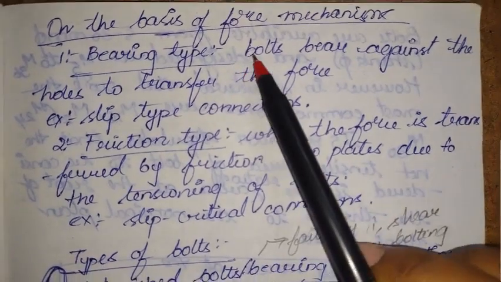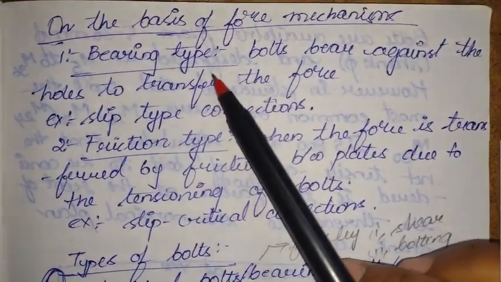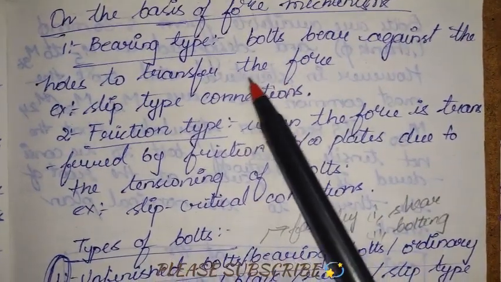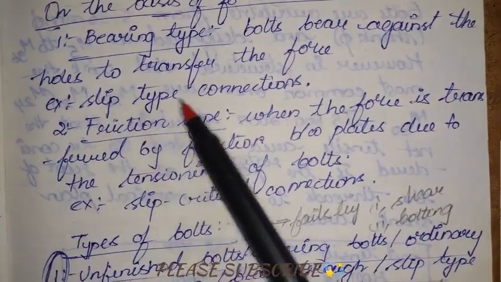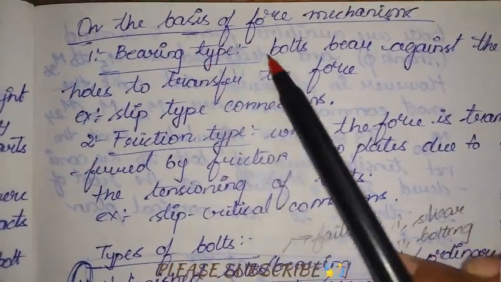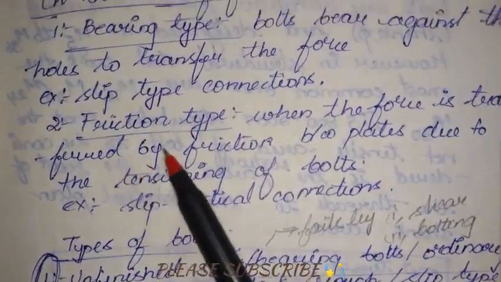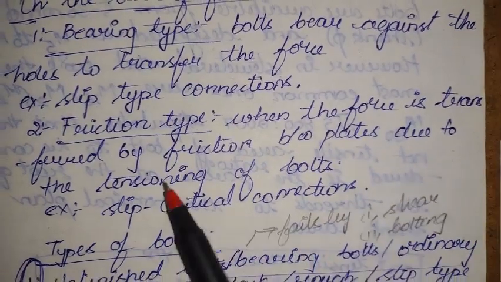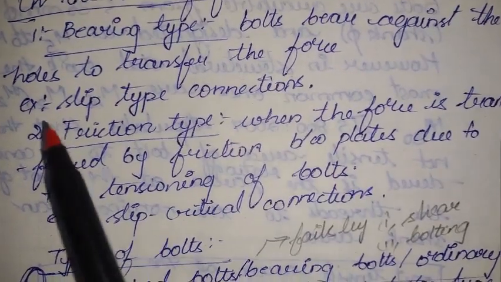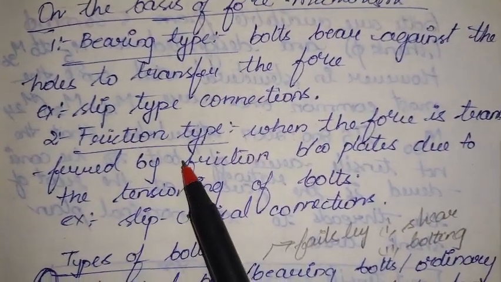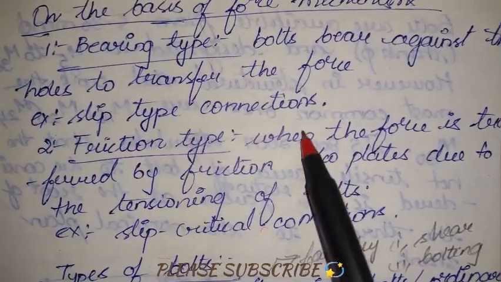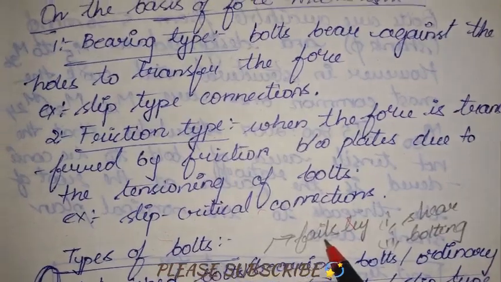This third one is on the basis of force mechanisms, that is the bearing type and friction type. In the bearing type, bolts bear against the holes to transfer the force. The example is the slip type connection, which is the best example of the bearing type force mechanism. Next we have the friction type. When the force is transferred by friction between the plates due to the tensioning of bolts, we call it the friction type force mechanism. The best example is the slip critical connection. For bearing it is the slip type connection, for friction it is the slip critical connection.